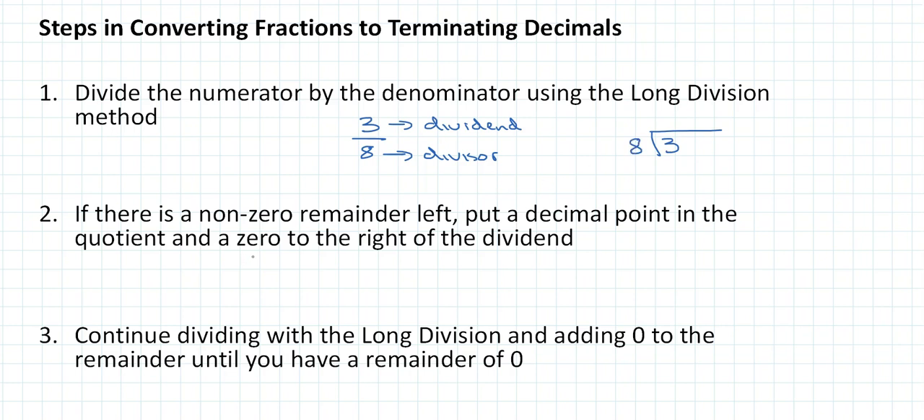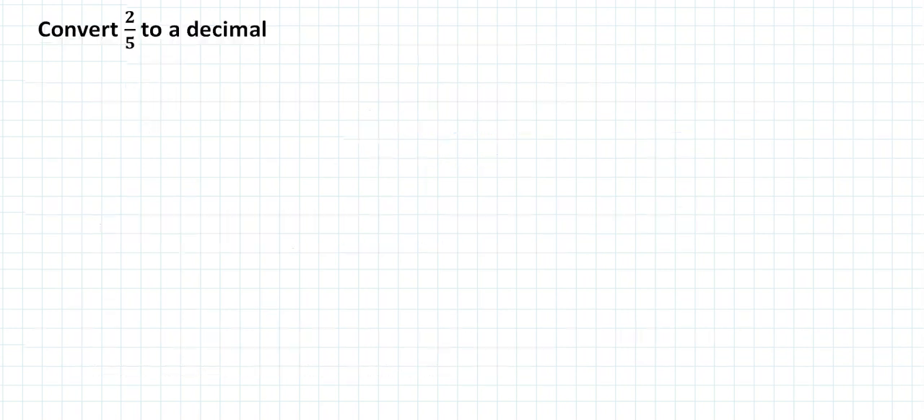And then if there's a non-zero remainder left, we'll put a decimal point in the quotient and a 0 to the right of the dividend. And we'll continue with the long division, adding 0 to the remainder until we have a remainder of 0. The reason why we have to have a remainder of 0 is because we said this is a terminating decimal, which means it must end. Now let's apply this to some examples.